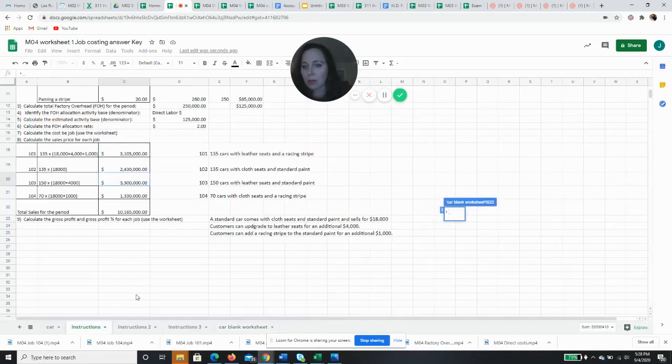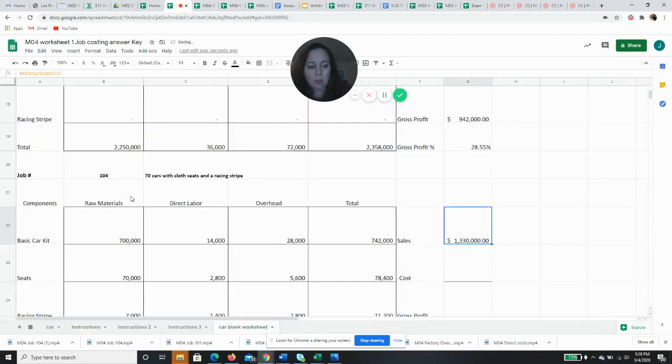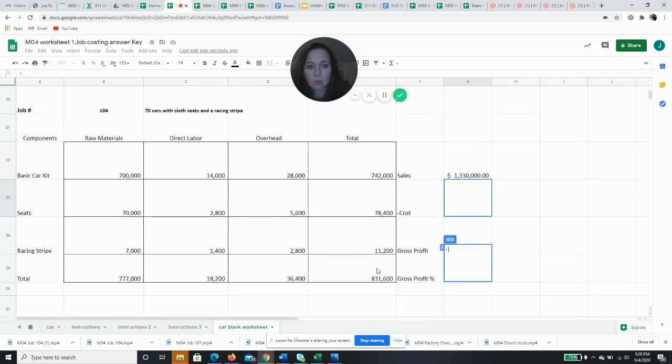All right, so copy over my sales, copy over my cost. Sales minus cost is my profit, and my profit divided by my sales is my gross profit percentage. And now, oh my gosh, I've got my best one ever, 37.47, and that's when I have cloth seats and a racing stripe. So it looks like the racing stripe is increasing my margin and the leather seats are bringing down my margin. So that's good information to have.